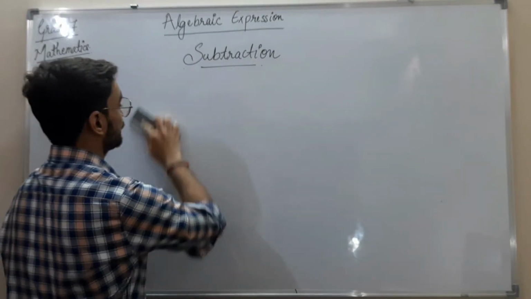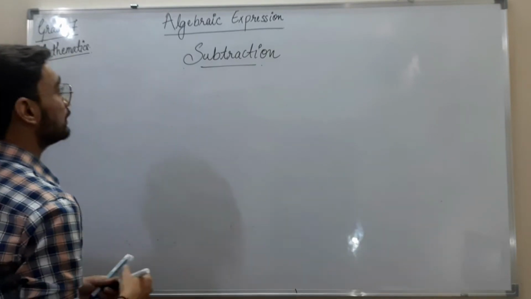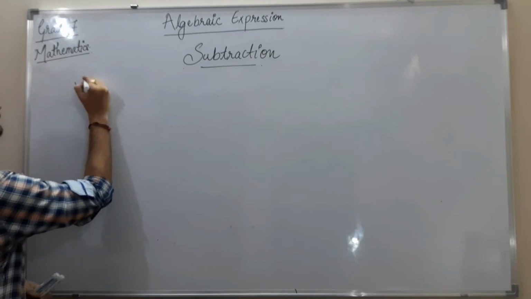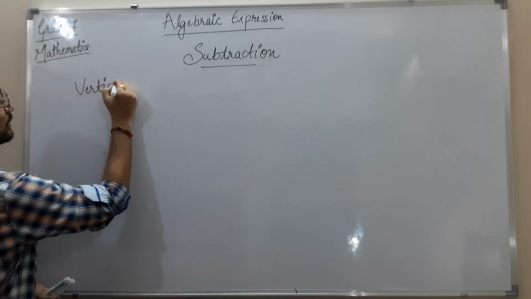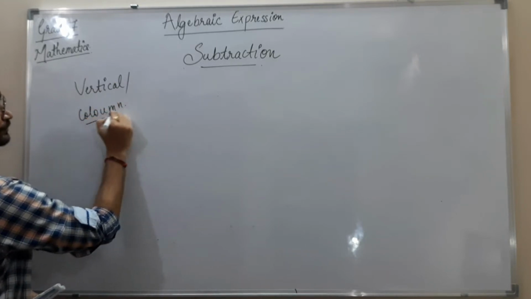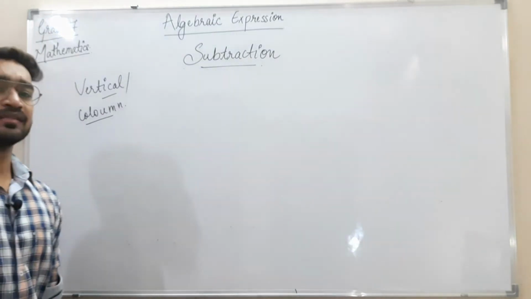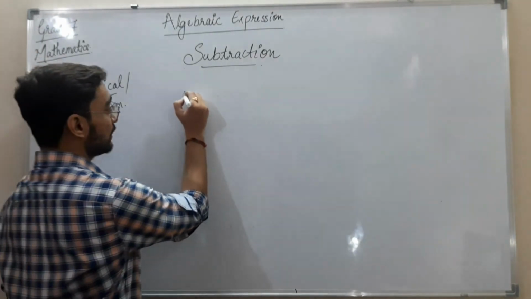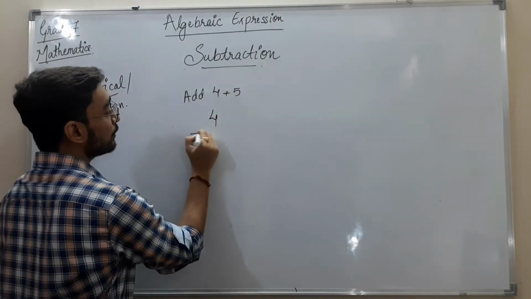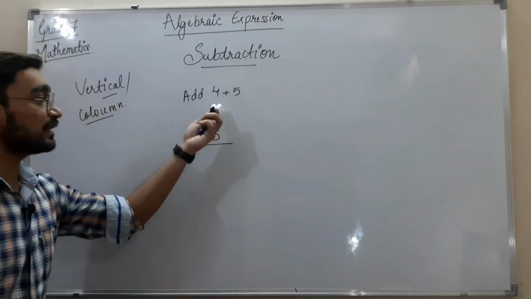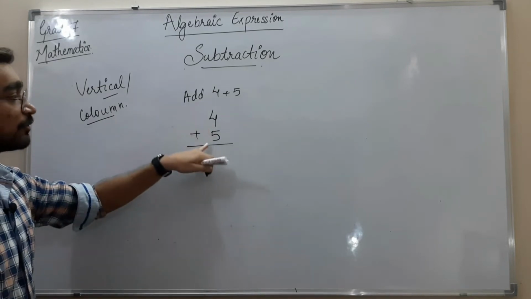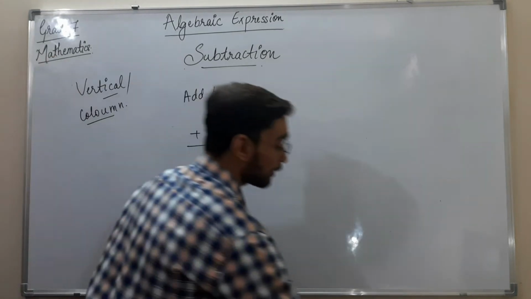Now, see another one, that is the vertical or column method. It is actually similar to the way, if I am telling a small kid to add 4 plus 5, how he will write 4 plus 5. Like that, if we write in this format, it is called the vertical or column method.